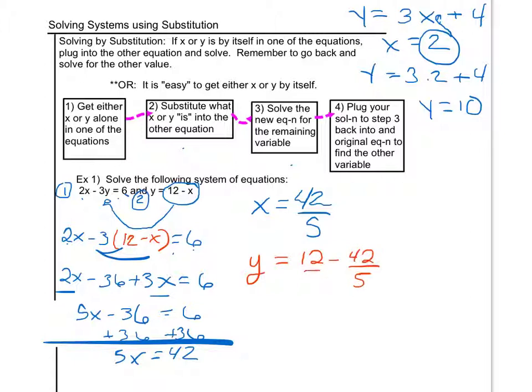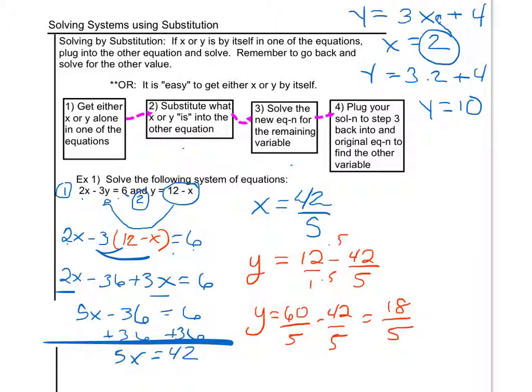order of operations. I know that when I add or subtract with fractions, I have to have a common denominator. I cannot subtract 12 minus 42 over 5. So I'm going to go ahead and rewrite that as 12 over 1. My common denominator would be 5, so I'll multiply top and bottom by 5 here. Y equals 60 over 5 minus 42 over 5, which gives me 18 over 5.